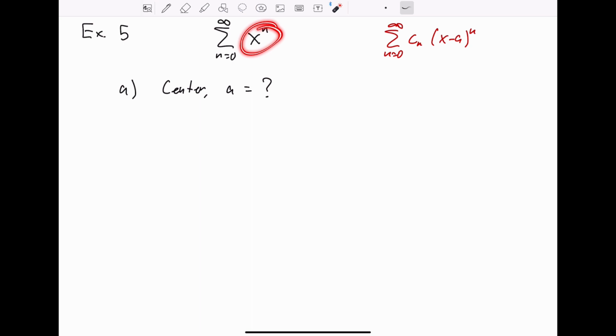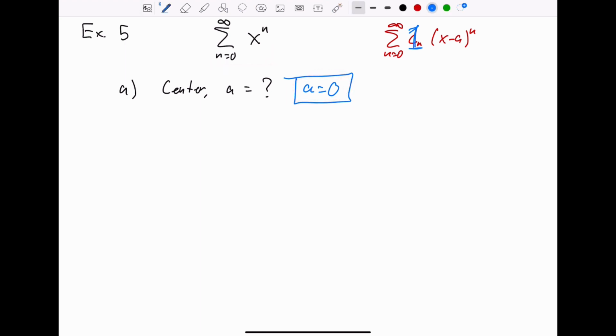In our specific example, all of these coefficients are 1. So we just have a bunch of 1s here. And then we have x minus a. Well, x minus a here is just x minus 0. So this power series is centered at 0. The a value here is 0. We can just think of this as x minus 0 raised to the n. This is a power series centered at 0.